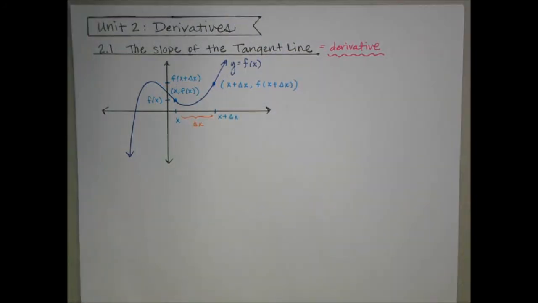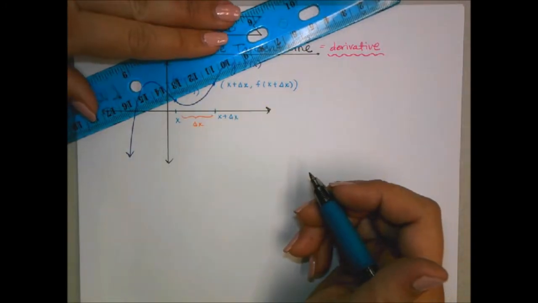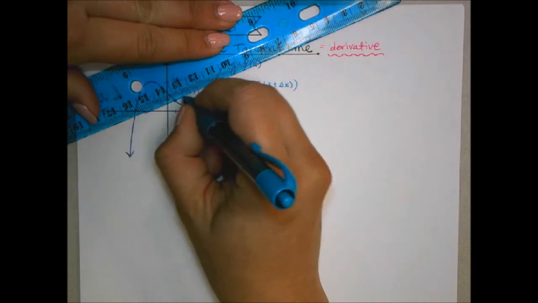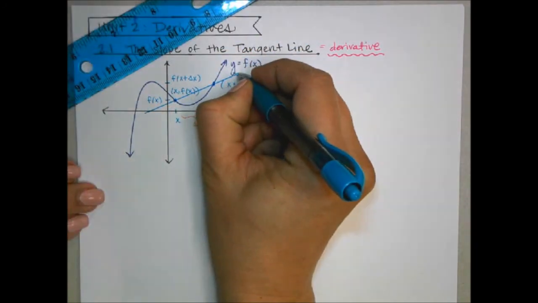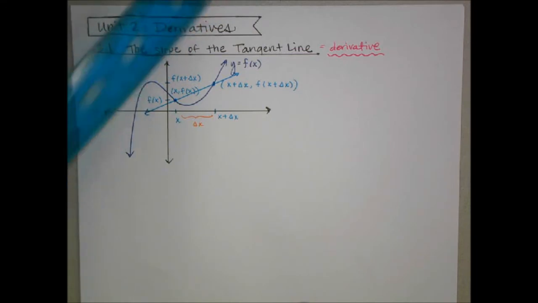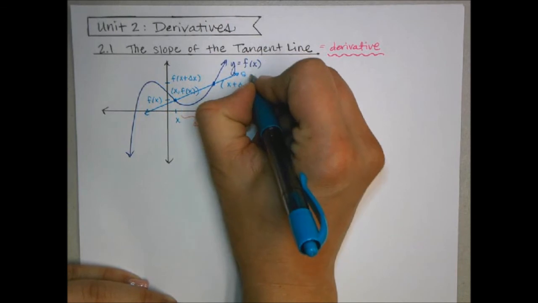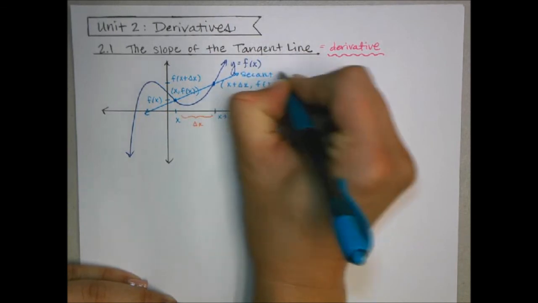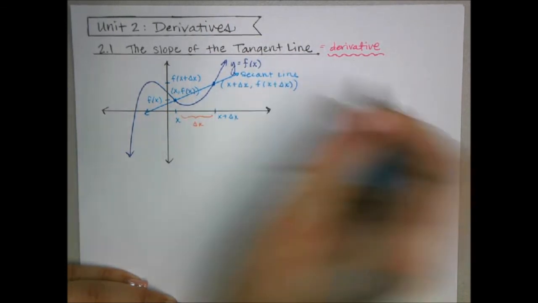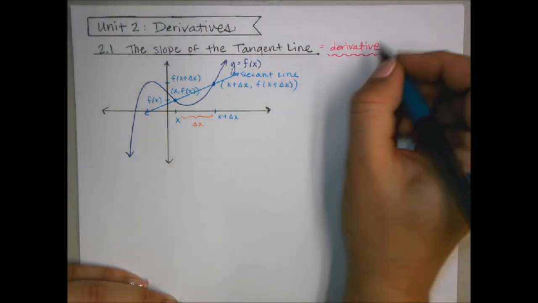So what we can do through any two points is draw a line. And when we have a line that goes through two different points, this is our secant line. We're going to start with the secant line. And over here, we're going to talk about the slope of this secant line.